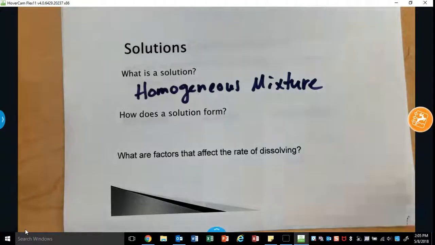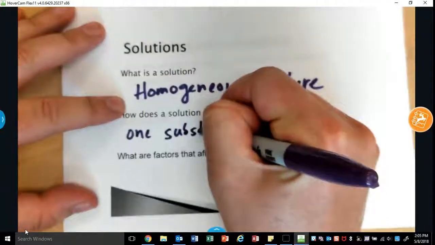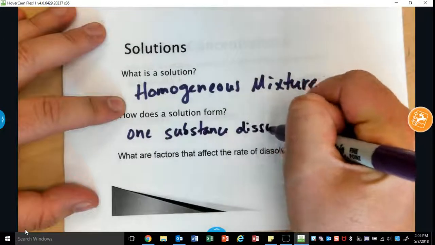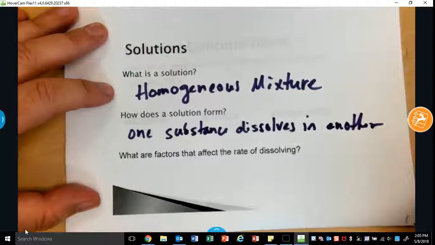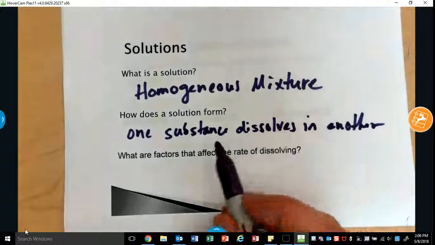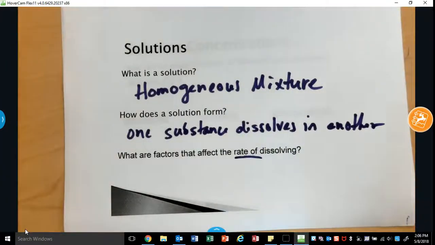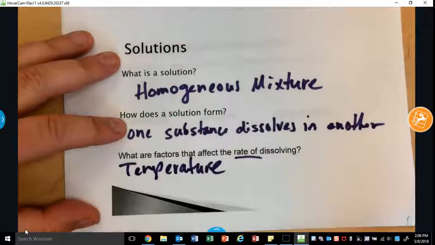So a solution forms when two substances are mixed together and one substance dissolves in another. Now, there's a number of different factors that can affect the rate of dissolving, how fast something dissolves. One is temperature. If you try to dissolve sugar in tea, if the tea is cold, it will not dissolve nearly as fast as if the tea is hot.